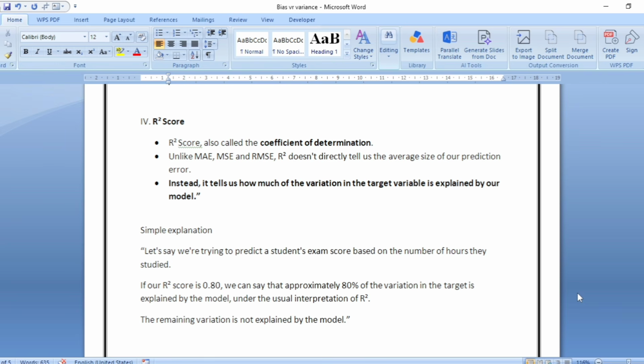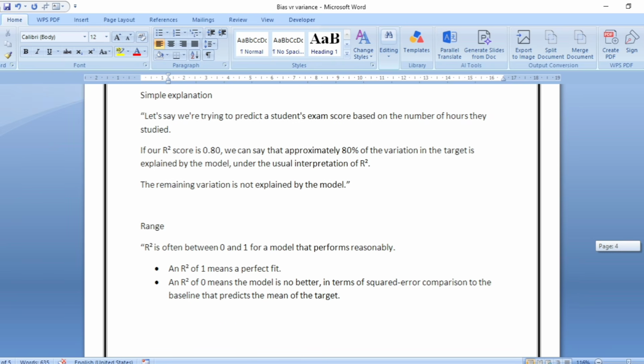It can be any other factors, right? So the range is often between 0 and 1. An R2 of 1 means a perfect fit, while an R2 of 0 means the model is no better, in terms of squared error, than the baseline that predicts the mean of the target.